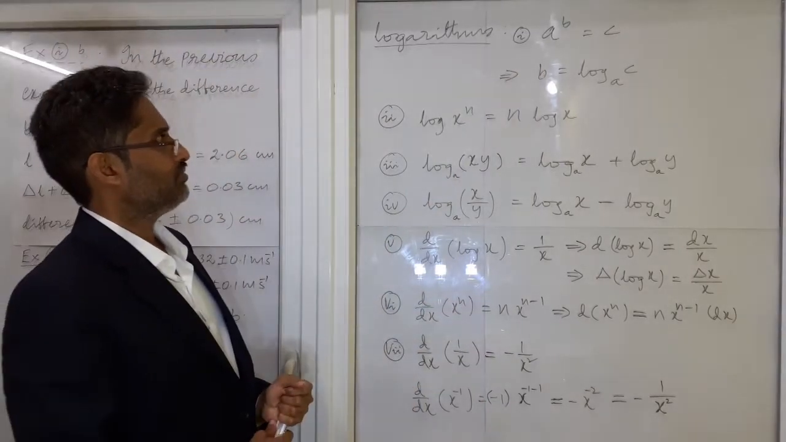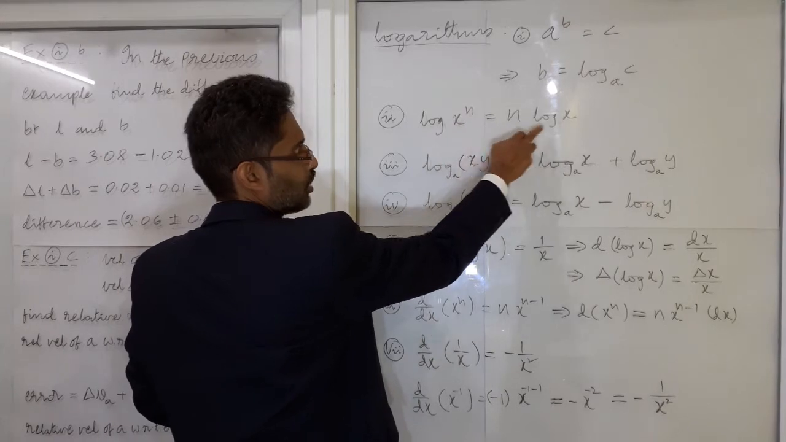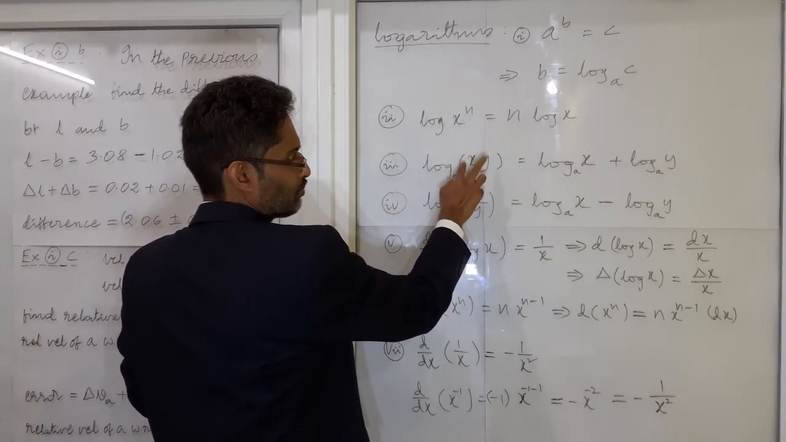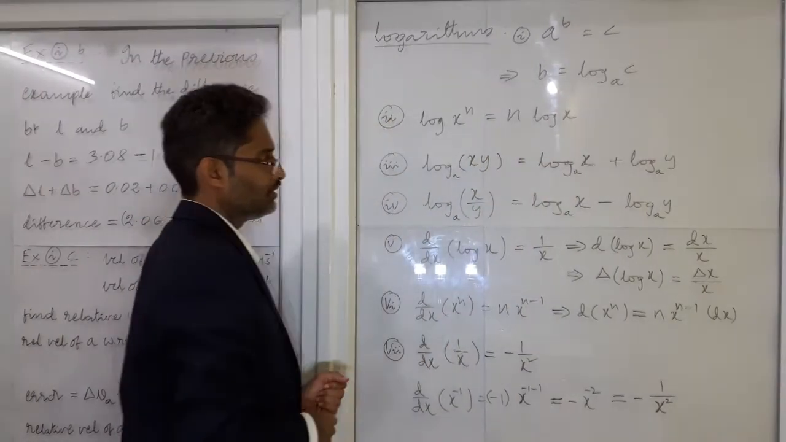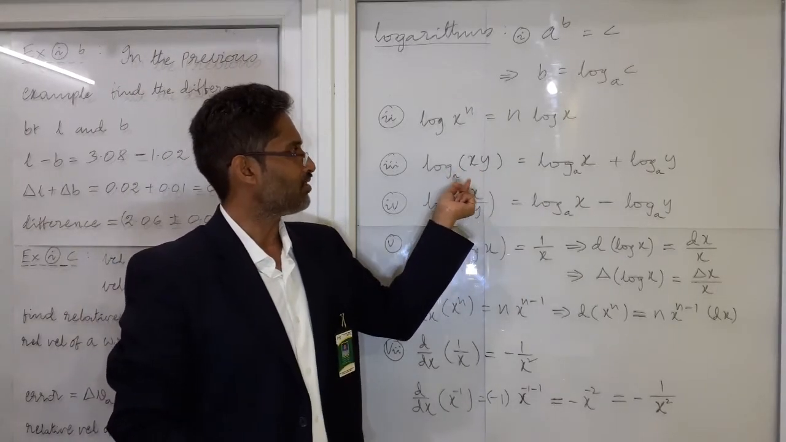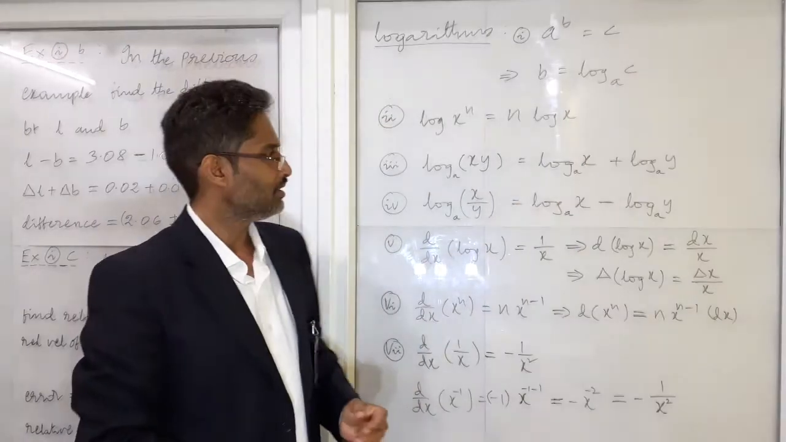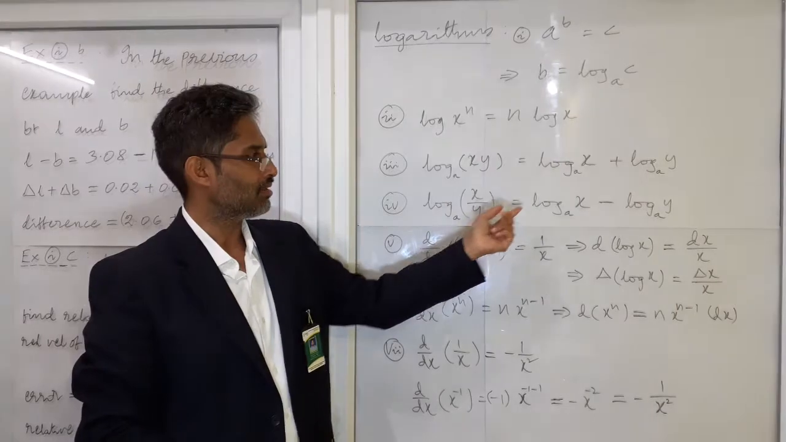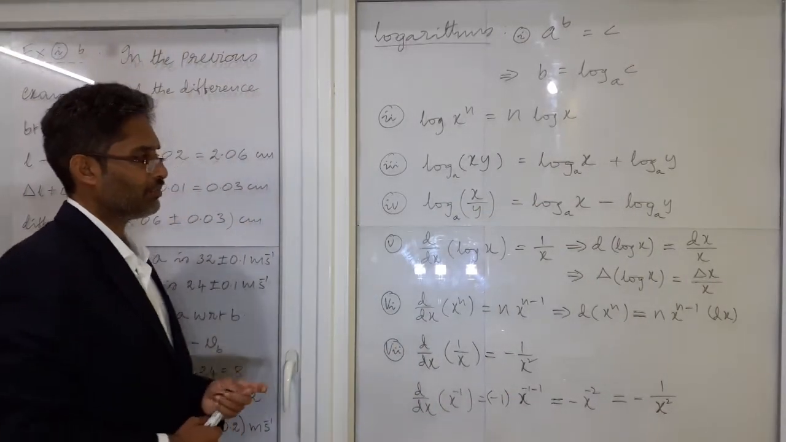Now second fundamental, log x power n is always equal to n log x, and log xy, if it is a product, should be written as log x plus log y, and both should have the same base a. So log xy base a is equal to log x base a plus log y base a. In the same manner, what is log of x by y? It is log x minus log y. That is the fourth fundamental.